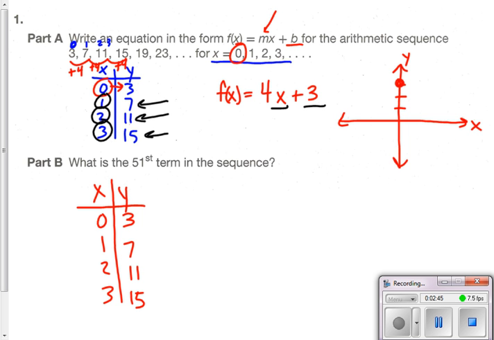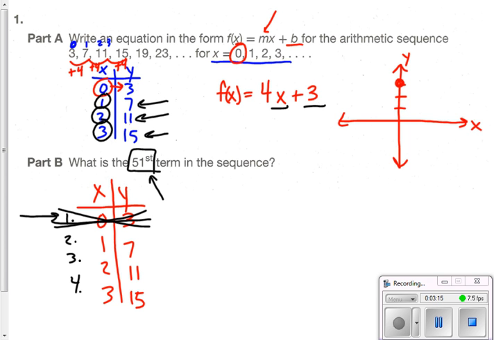Part B says, what is the 51st term in the sequence? Here's basically your first term, your second term. You would keep listing these out. But I wouldn't want to go up 51 places to figure it out. You can't necessarily put 51 in for x, because x actually starts with 0. So if it starts with 0, I take out this first term. If you take out the first term, you would basically take 1 off of this. So then you'd say that it is the 50th term.